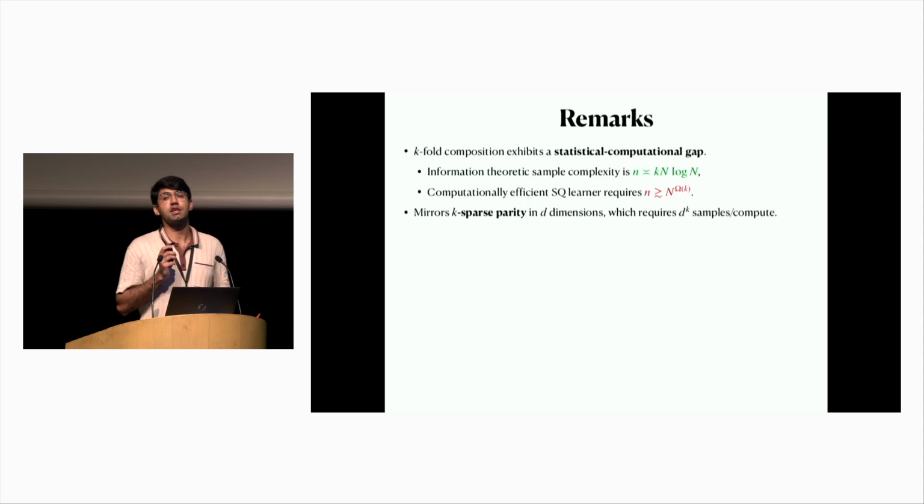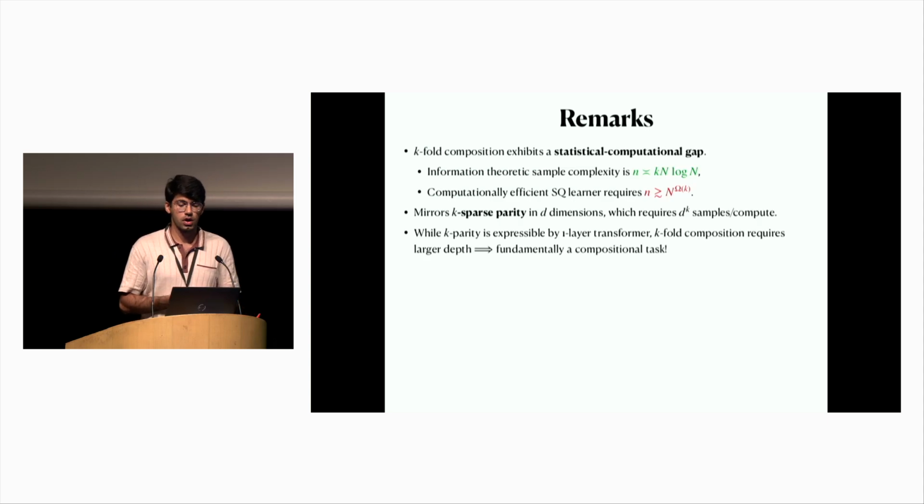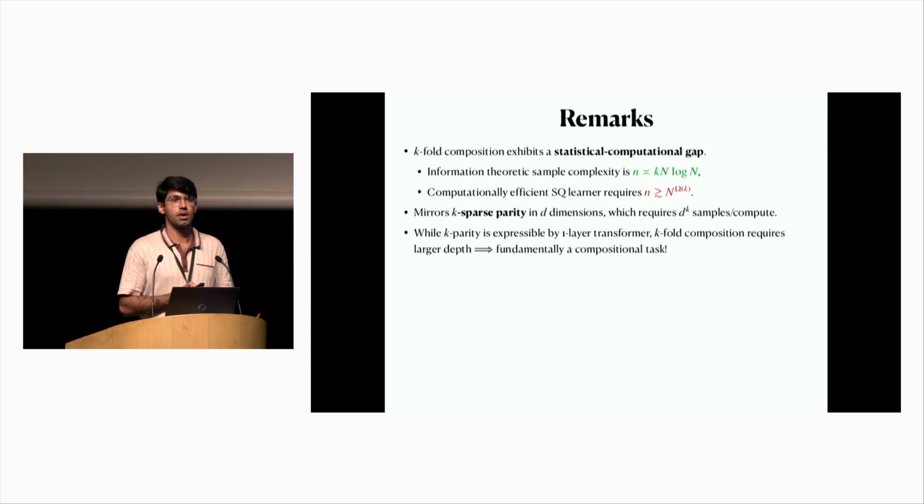This mirrors the k-sparse parity problem, which has been commonly studied in deep learning theory, and which requires d to the k samples or compute to learn. However, one key difference between our k-fold composition and k-sparse parity is that k-parity is expressible by a one-layer transformer, whereas the k-fold composition fundamentally requires this larger depth, making it fundamentally a compositional task.